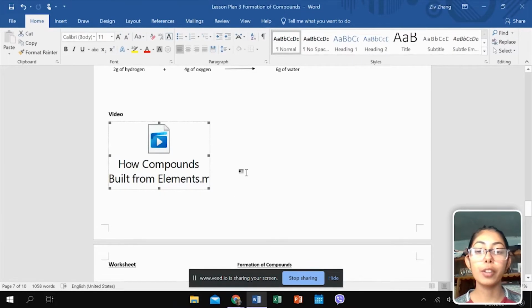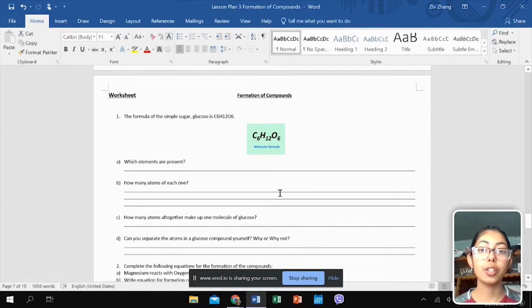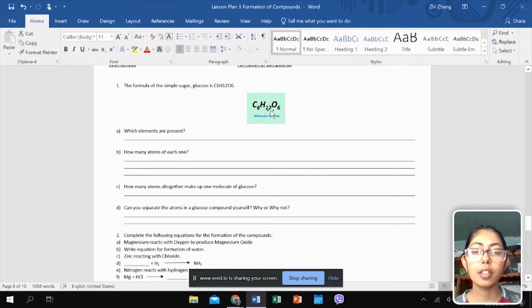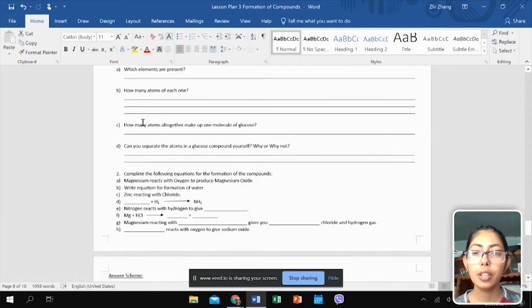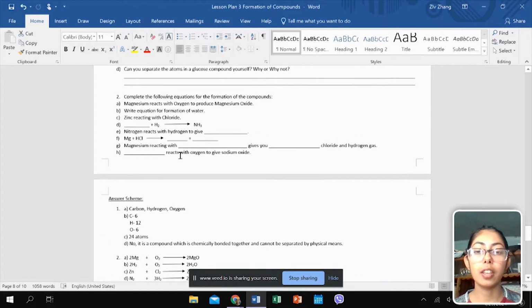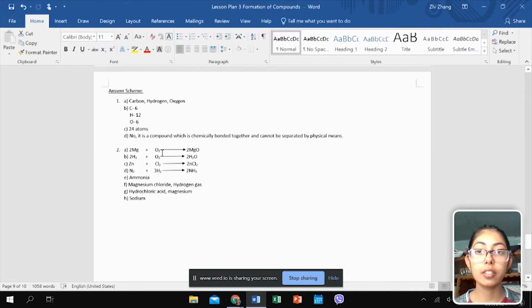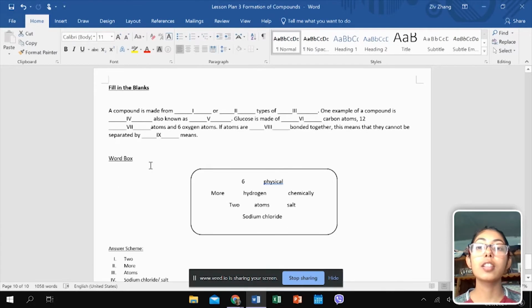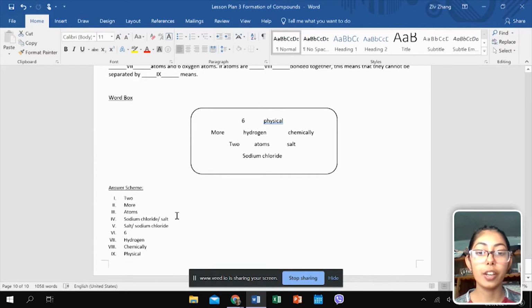Okay, so that was my video. And this is a worksheet where students can work in it individually. This is on formation of compounds. This is a question and they have to answer 5 questions on the first one, and these are some simple equations that they can answer. This is the answer scheme, and this is a summative assessment in the form of filling the blanks. The answers are also here. Thank you for watching my lesson plan.